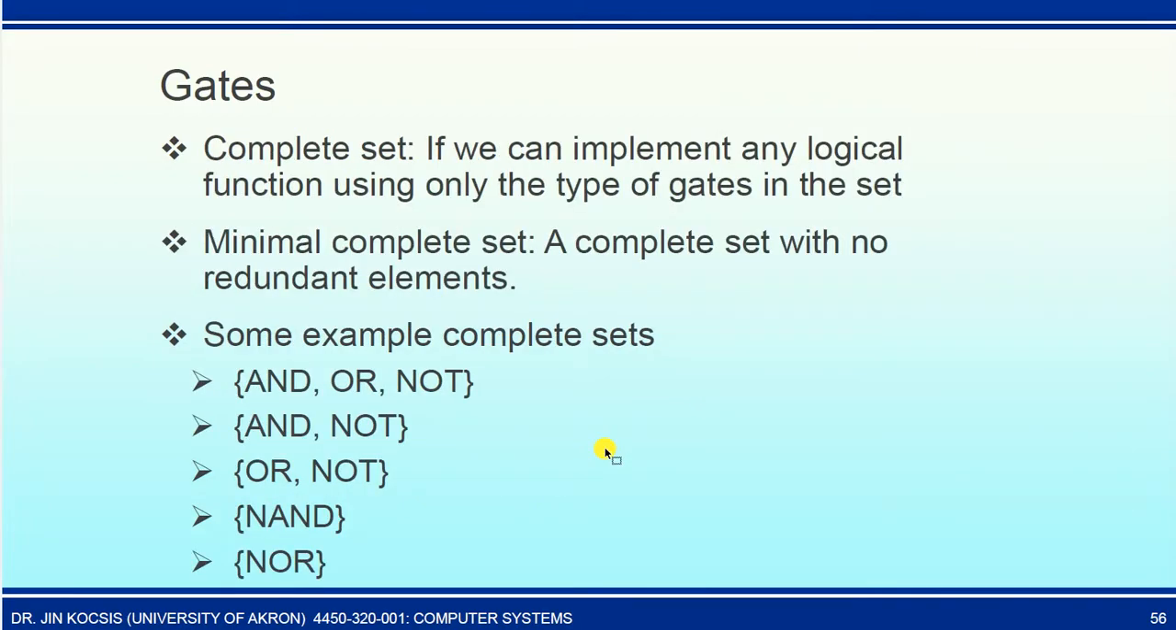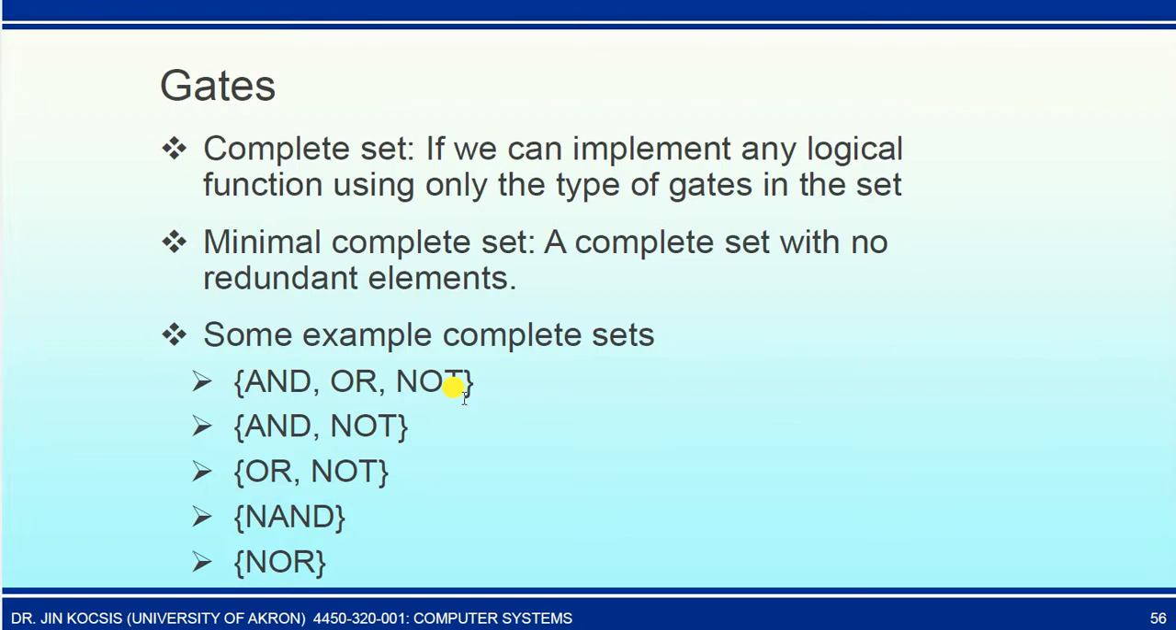Okay, and here we introduce another two terms. One is called a complete set, another is called a minimum complete set. What does complete set mean? If I have a set, and using the elements or gates in the set, I can implement all the logic functions, then that set is a complete set. What does minimum complete set mean? It means the set is complete first, and if I remove any element, I cannot maintain the completeness of the set. In other words, there is no redundancy in the complete set.